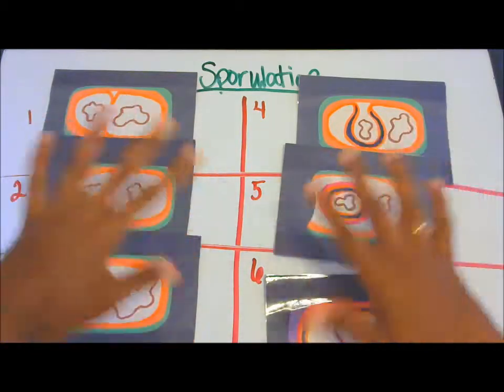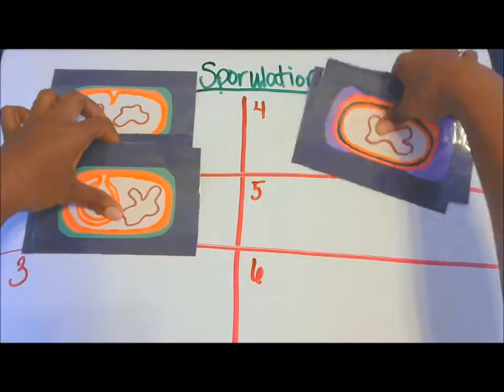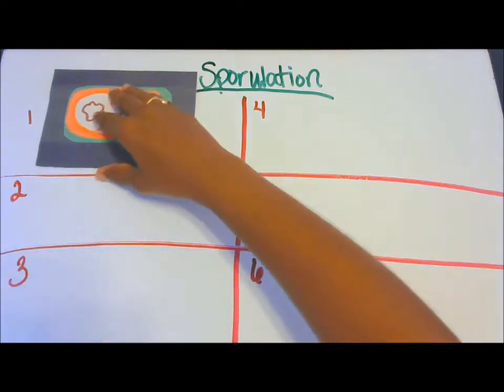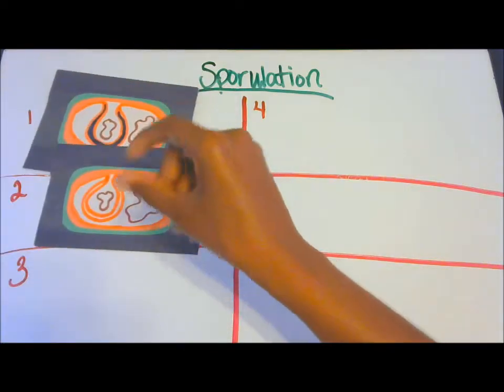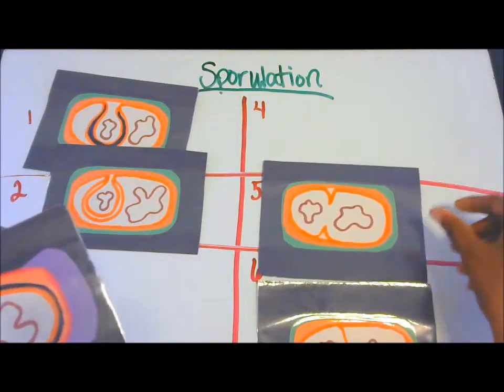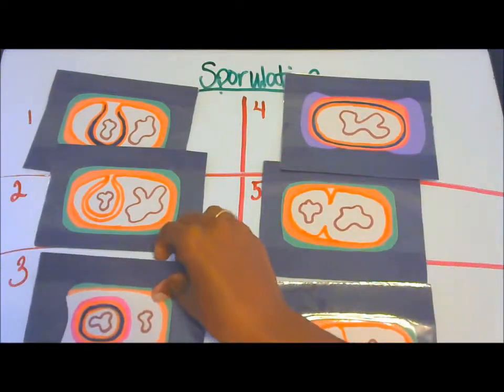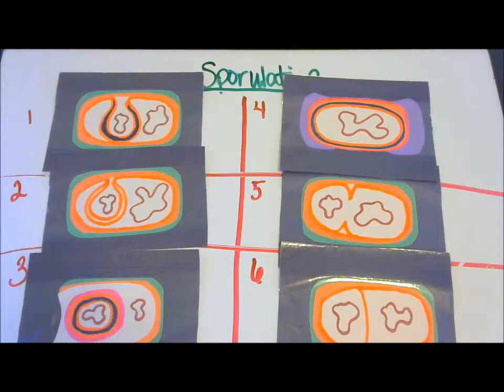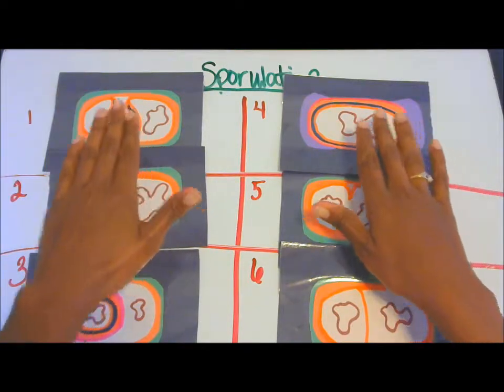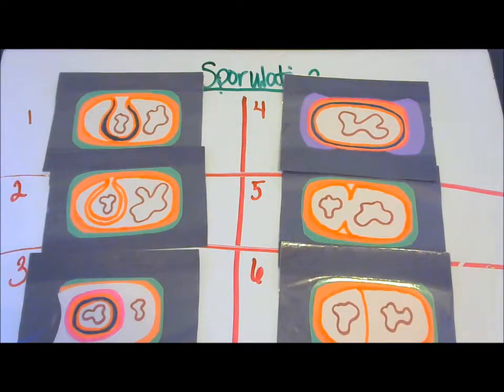All right, I'm going to mix these up and see if you can put them in order. Now, each picture is next to a number. Your task is to put the formation of a spore in order. So you can pause the video now and take a few seconds to do that. Then I'll come back with the answer.